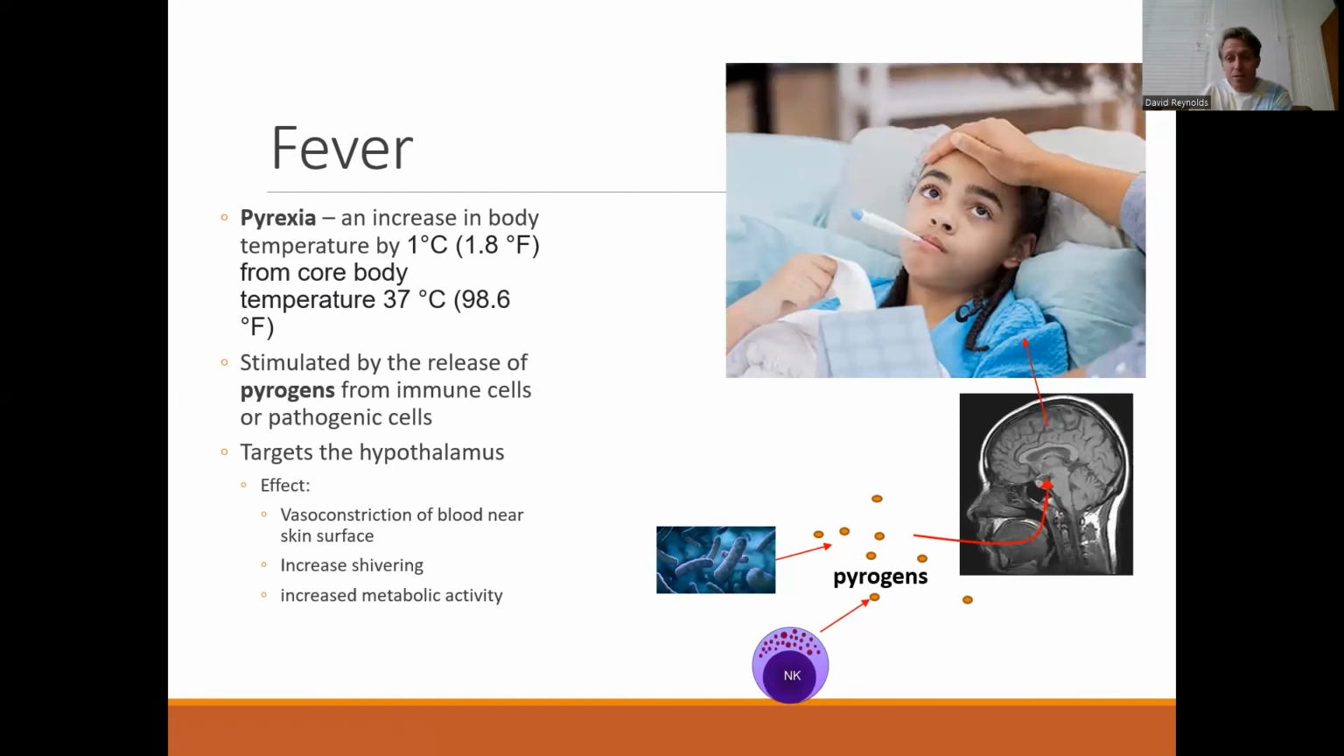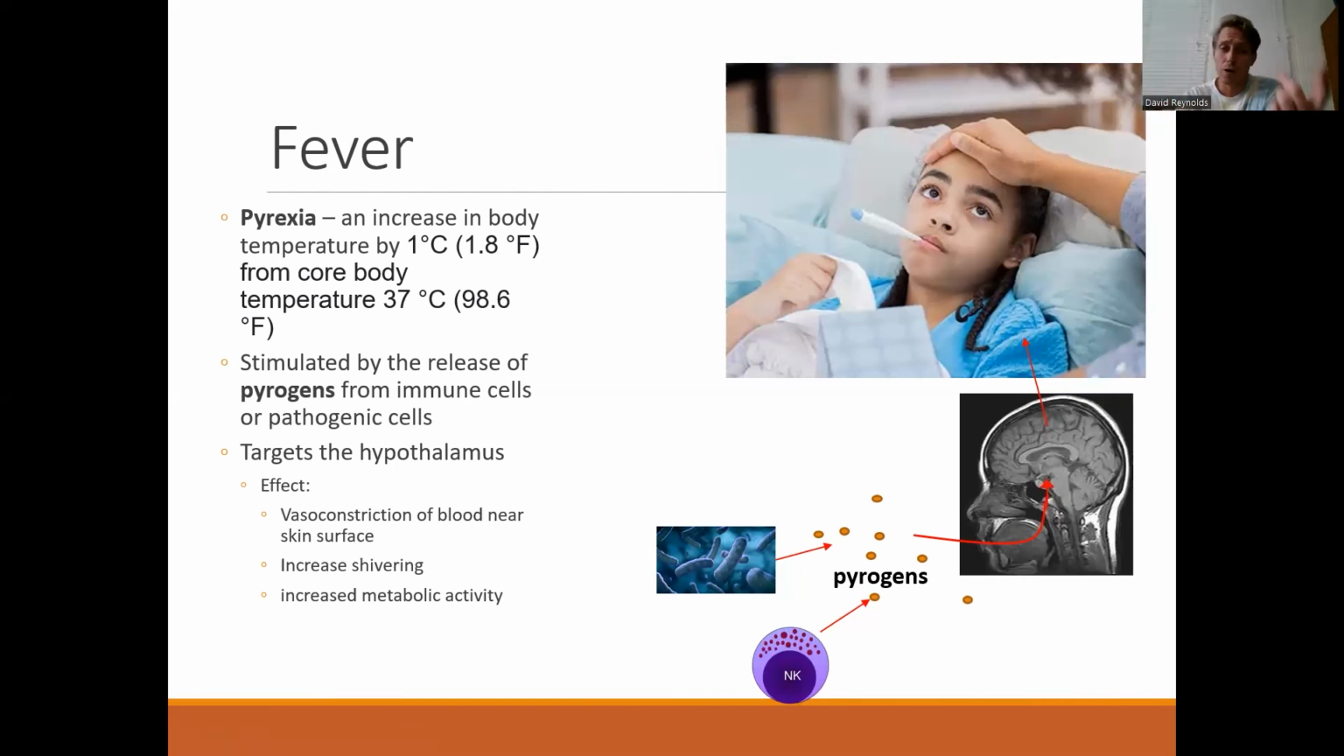And this happens because of chemicals that are released not only by the pathogen that comes into your system that your body can detect, but also from your white blood cells. We call these chemicals pyrogens. Again, pyrogens are chemicals that stimulate a fever. These pyrogens will be sent off through your whole system and eventually end up at your hypothalamus, which is one of the main control units of your body's internal temperature. Once the hypothalamus detects these pyrogens, it's going to do a couple of different things to increase your body's temperature.